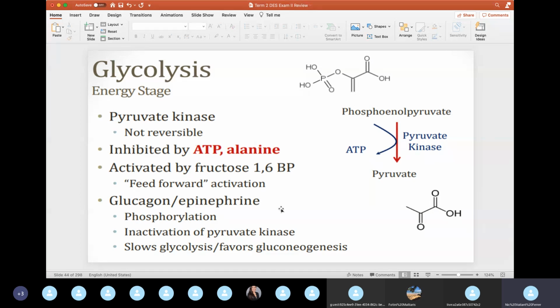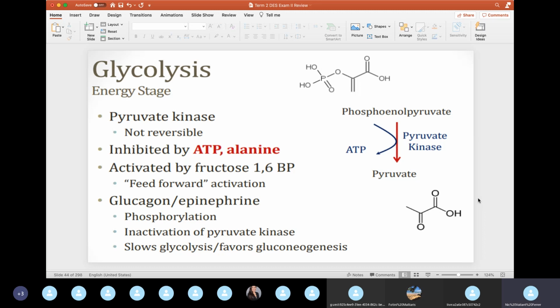So in terms of glucagon and epinephrine, right? It phosphorylates a kinase. If you phosphorylate a kinase, it doesn't work anymore, meaning the pyruvate kinase is inactivated, which slows down your glycolysis. You don't need glycolysis in starvation, right? Glucagon, or in a workout, your epinephrine is increased because you want to make glucose. So it slows glycolysis and it favors gluconeogenesis.